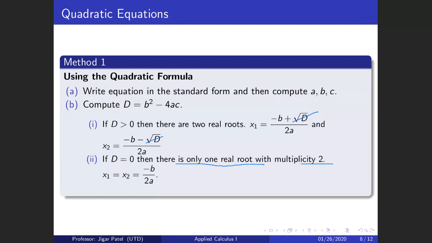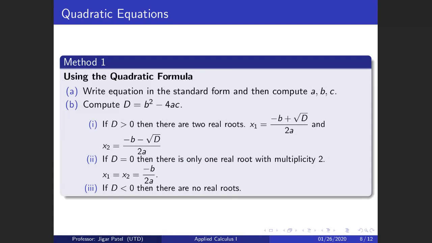A quadratic equation must have two roots. We have three choices. Two roots could be different, or they could be equal, or there are no roots, right? So if D is positive, two real and distinct roots. If D is 0, then there is only one real root of multiplicity 2, and that is negative b over 2a. If D is negative, then we conclude that there are no real roots.